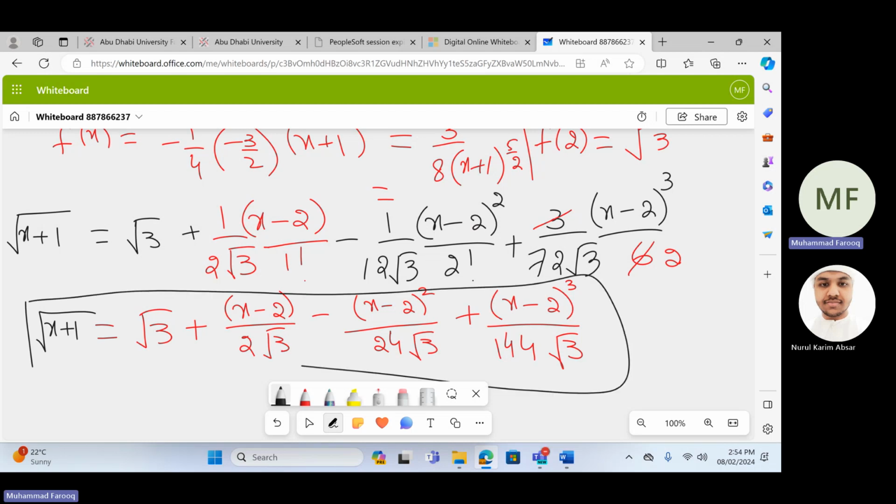Basically, this is your first question in the exam. We ask to generate a Taylor series or Maclaurin series of order 4, 3, or 5, depending on the question.